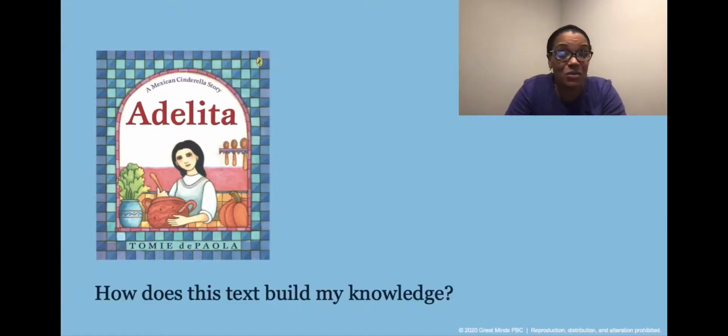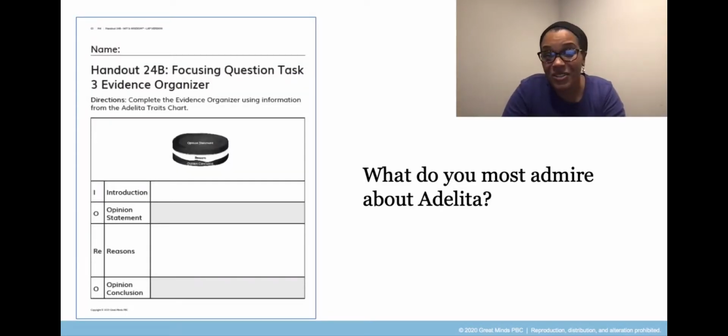In previous work, you had an opportunity to complete parts of the Focusing Question Task 3 Evidence Organizer. Today, you will complete the Evidence Organizer as well as rehearse your opinion paragraph. Now, the question that will frame our learning for today is, how does this text build my knowledge? All right, what I'd like you to do now is take out handout 24B, Focusing Question Task 3 Evidence Organizer, that you partially completed in the last lesson.